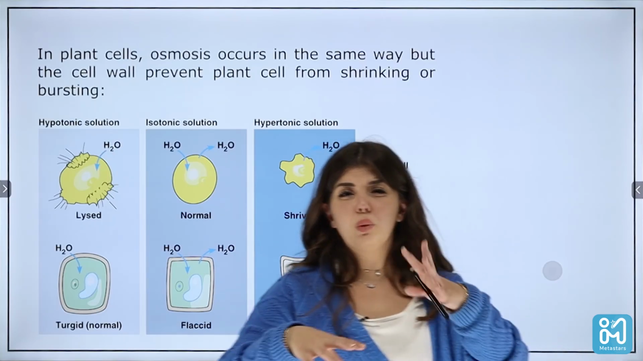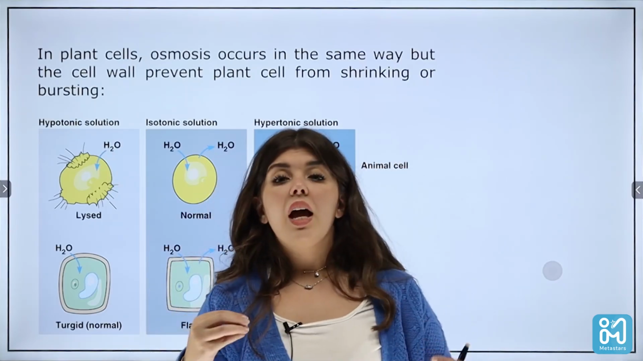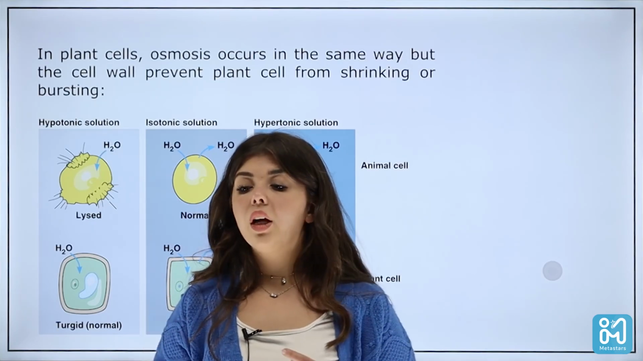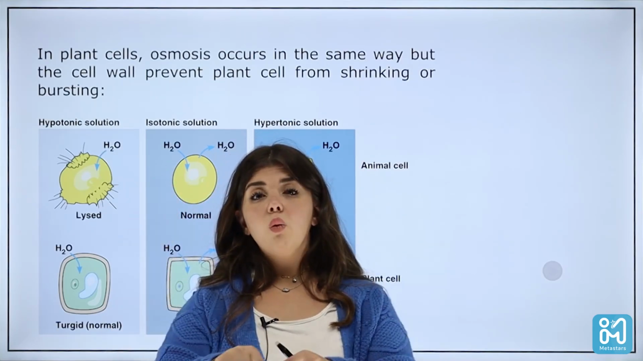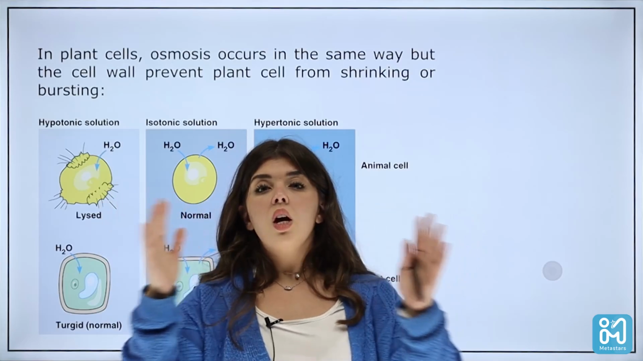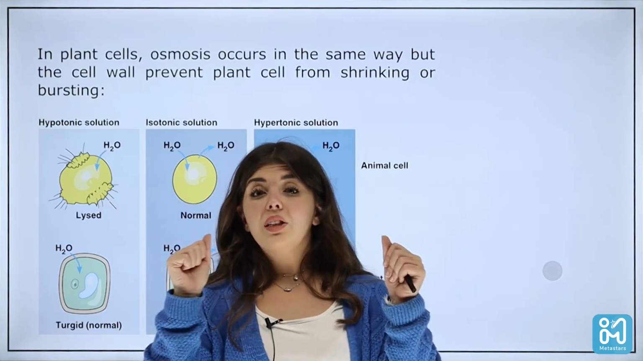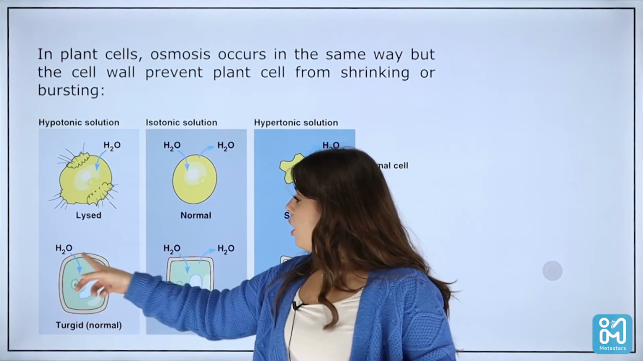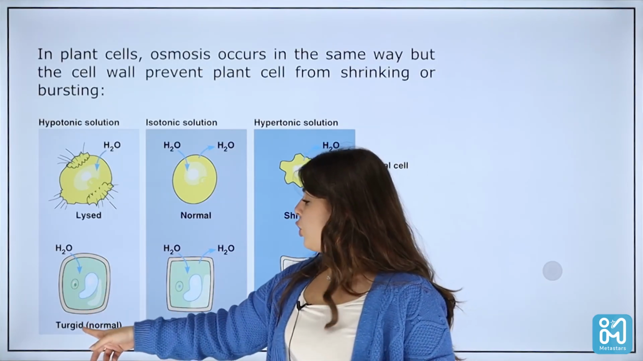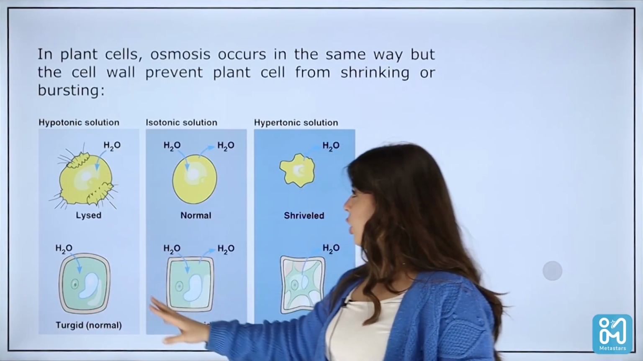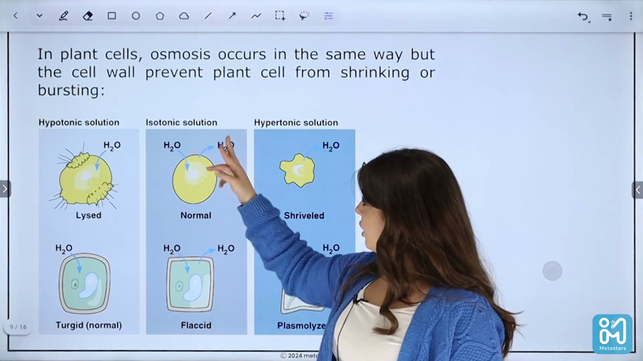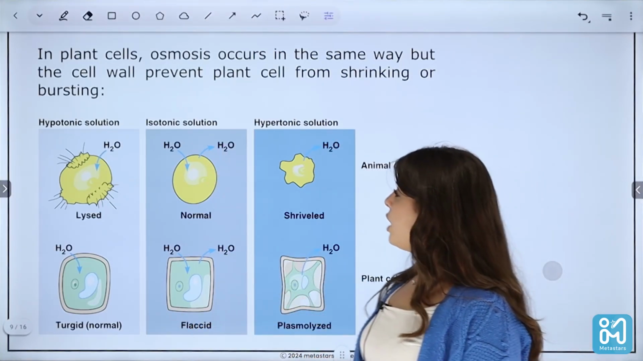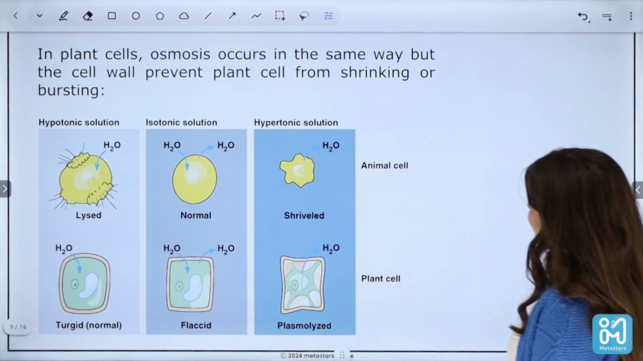What's the difference between a plant cell and an animal cell when putting them in hypertonic or hypotonic? In a plant cell, there is a cell wall, so it resists the change. The cell wall is rigid, unlike the cell membrane, so it only changes a little bit. Turgid is hypotonic, flaccid is isotonic, and plasmolysed is hypertonic. Okay, you should memorize this.